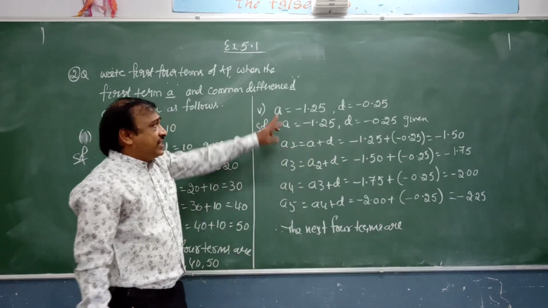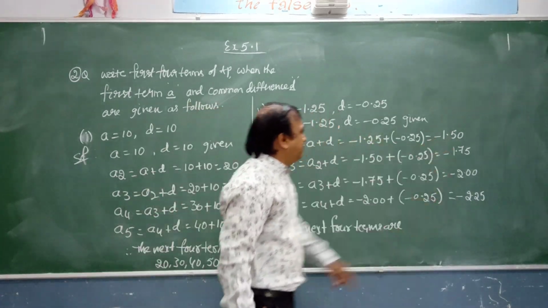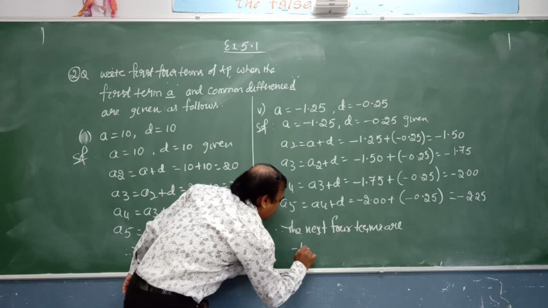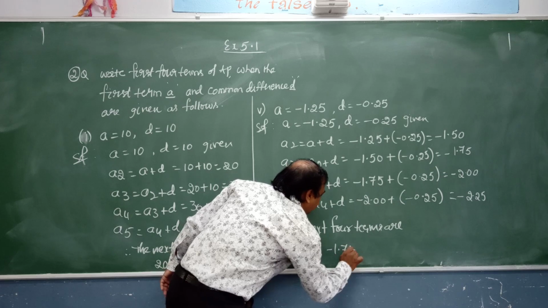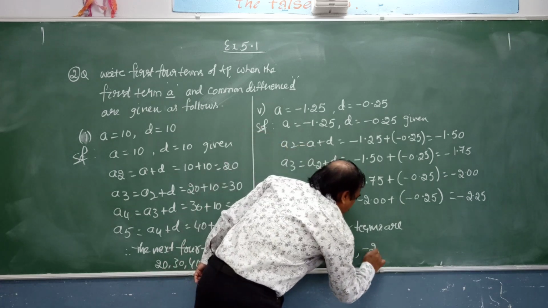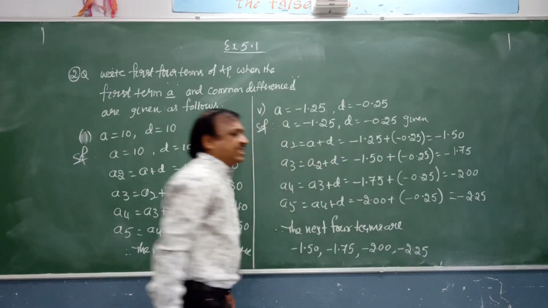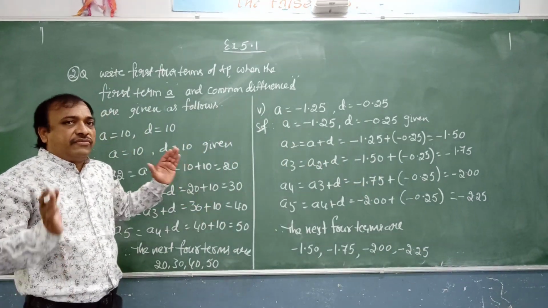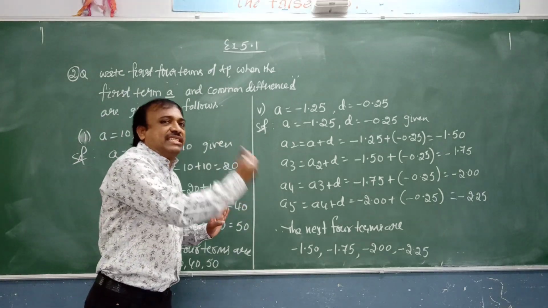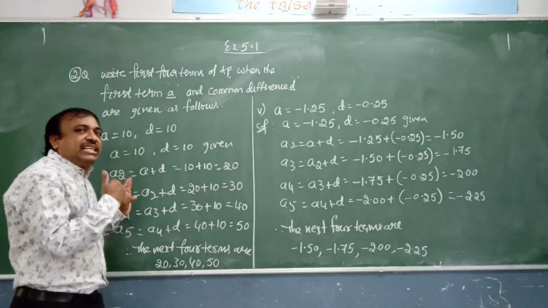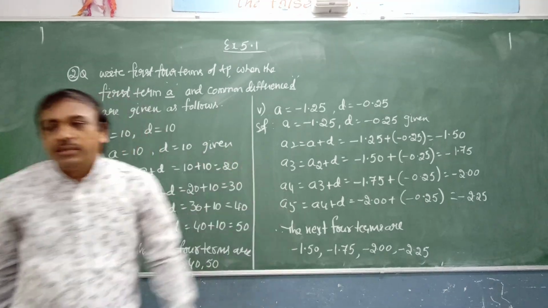Therefore, the next four terms are, what are those? First term he already mentioned. We are finding the next four terms, that is minus 1.50, next minus 1.75, next minus 2.00, minus 2.25. These are the next four terms. We are not using the formula, we are just adding the common difference to obtain the next terms. I hope you understood.